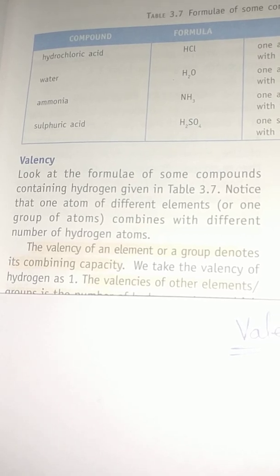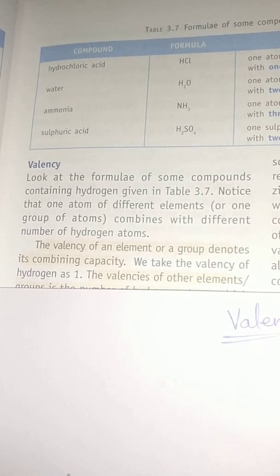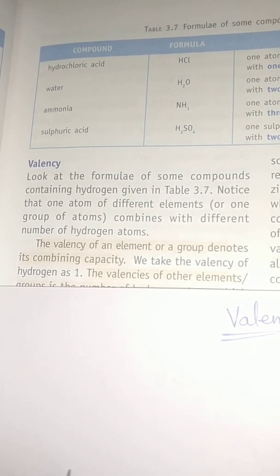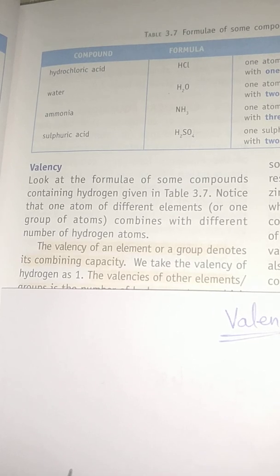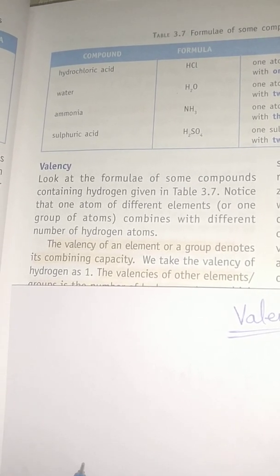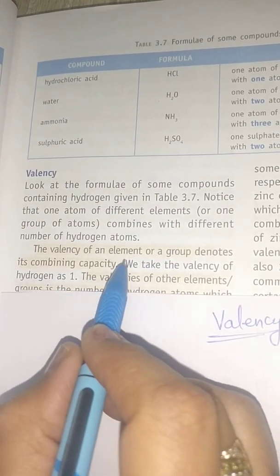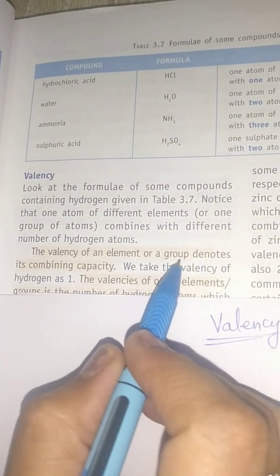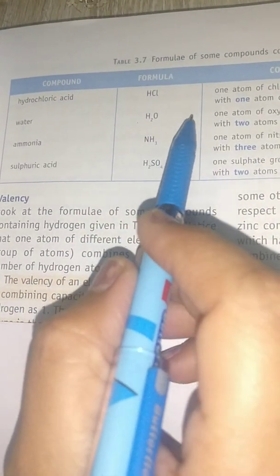Hello students, in the last lecture we learnt that a formula tells us two things. First, the type of elements. Second, the number of atoms. Let's see what valency is. Valency is the combining capacity of an element or group. Let's understand it with the help of some examples.